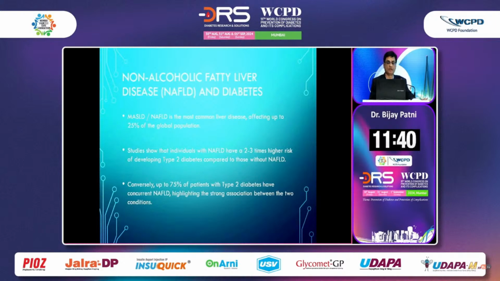Now, MAFLD or NAFLD is the most common liver disease, affecting about 25% of the global population. Studies have shown that individuals with NAFLD have about 2 to 5 times more risk of developing type 2 diabetes compared to those without NAFLD. And 75% of the patients with type 2 diabetes have concurrent NAFLD. So it's a bidirectional relationship, you can say, between liver and diabetes.